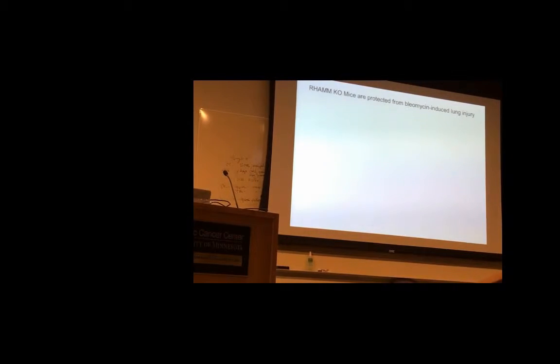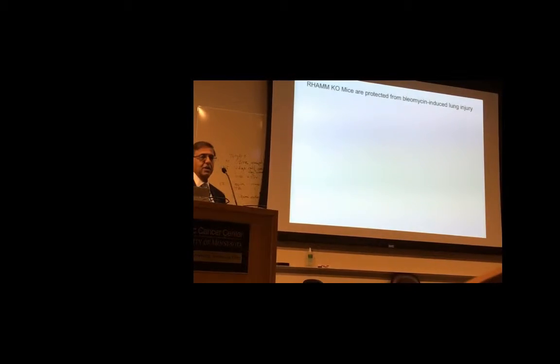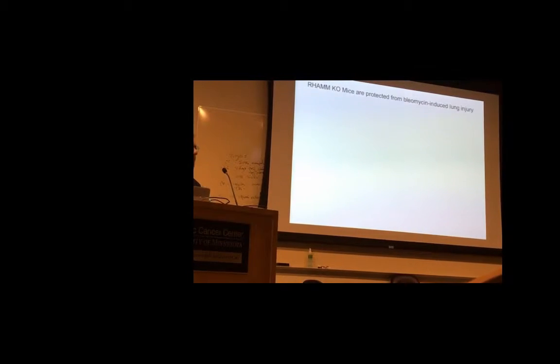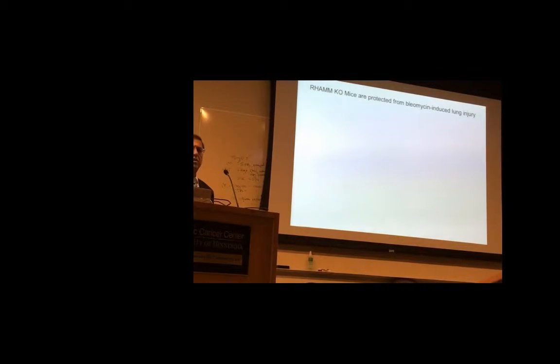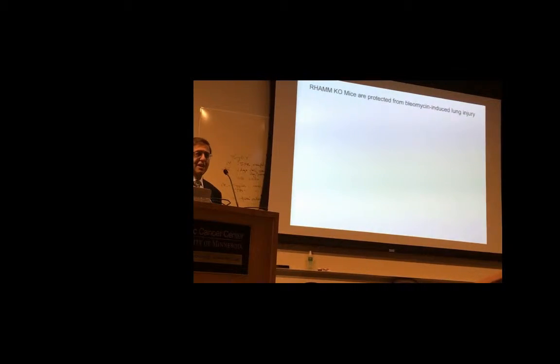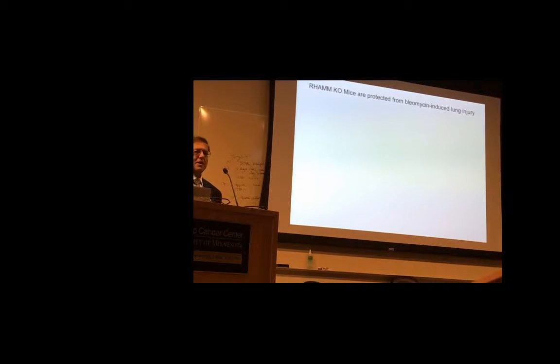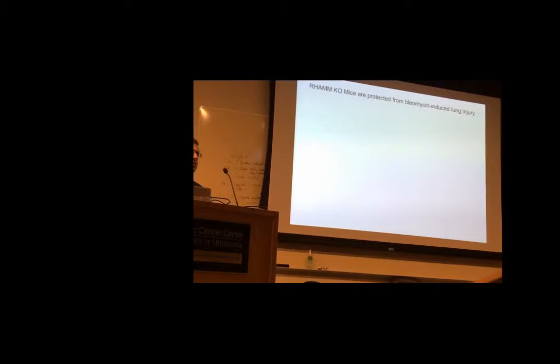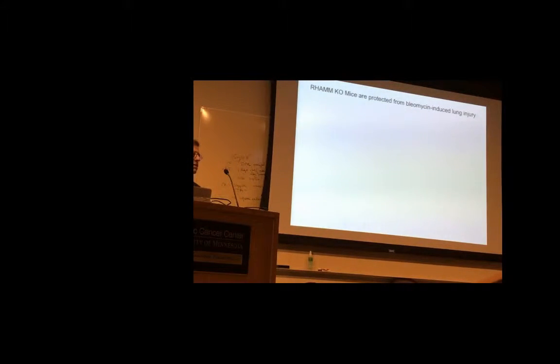Okay, so then Eva generated RHAMM knockout mice. We got the RHAMM knockout mice from her, and so we wondered if we could replicate these studies in the RHAMM knockout mice as a genetic way to think about it, because we were giving absolutely massive quantities of antibody to the rodents, so we wanted to make sure there was a genetic reason to do this.